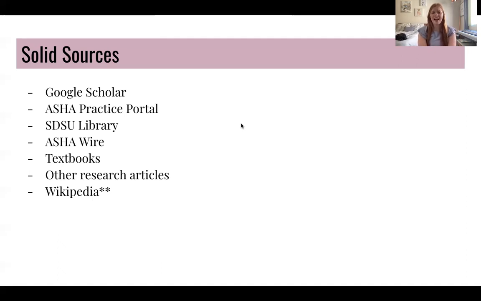Another really great one that I haven't used as much, but I used a lot in undergrad, is the SDSU library. I didn't go to SDSU, so I'm not entirely sure how your library works. But at my undergrad, I went to Butler in Indiana, and we had a really great library. You could just log on with your ID and you had access to pretty much any journal of all time. And you could scroll through all these journals. You could search for whatever in JSTOR. So if you are interested in that, maybe look into that a little bit more. ASHAWire is one that I always see.